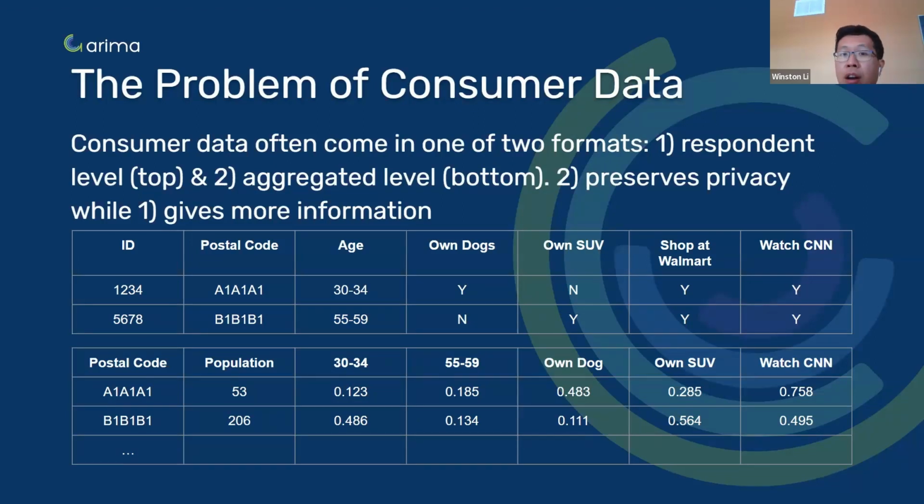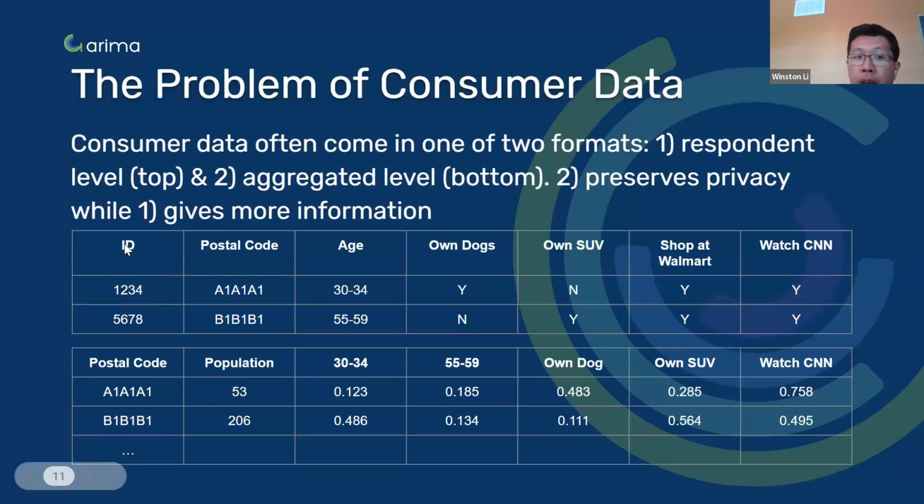Consumer data often comes in one of two formats, what we call respondent level and aggregated level. In the top view here, this is what we call respondent level data. You would typically have this data set from a survey or from your own consumer profiles, for example. It's called respondent level because every respondent, every person, is one record.